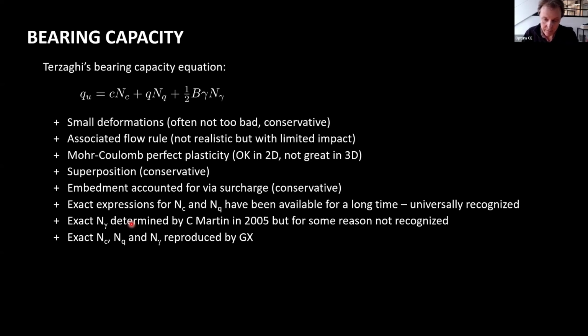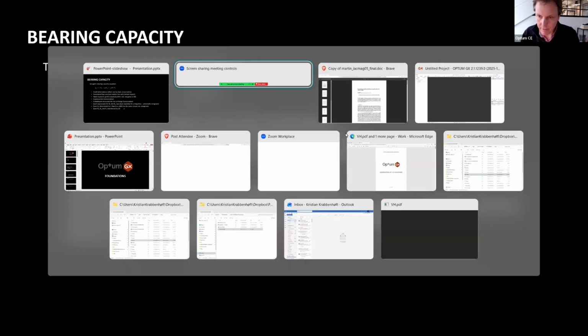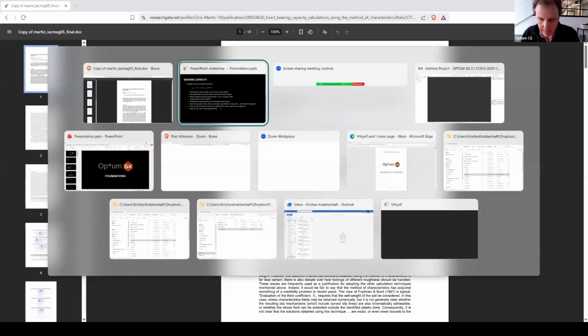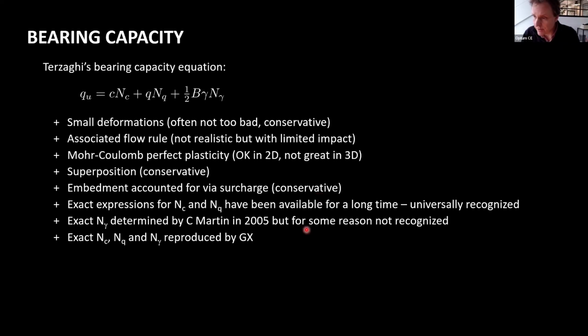And so it's in a paper here. I downloaded it actually from Google Scholar this morning. 20 years old, and with the exact N gamma. But for some reason that's sort of not been recognized as exact. I don't know why. It's not in the codes, it's not in the textbooks, it's sort of not really been recognized. I think it should be on the same level as Nc and Nq. But since 20 years have now passed, I wouldn't hold my breath. But nevertheless, it is exact.